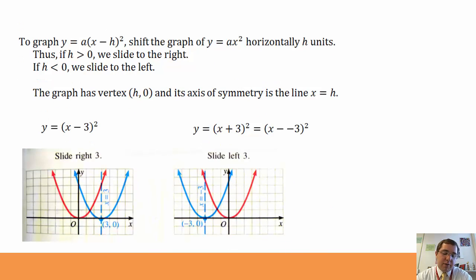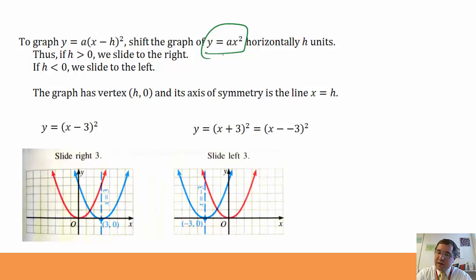To graph y equals a times x minus h quantity squared, so we're taking x, subtracting something off from it, and then squaring it, we're going to shift the graph of y equals ax squared, and we know how that works, horizontally h units. We're going to shift the original graph, which we know what that looks like, horizontally by h.